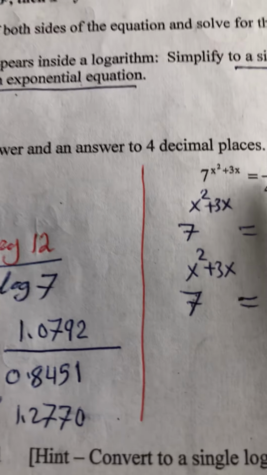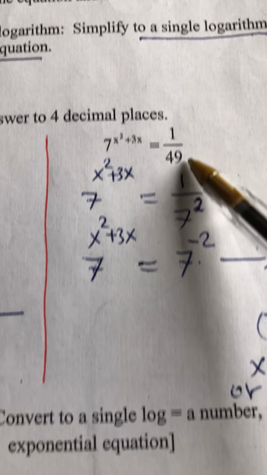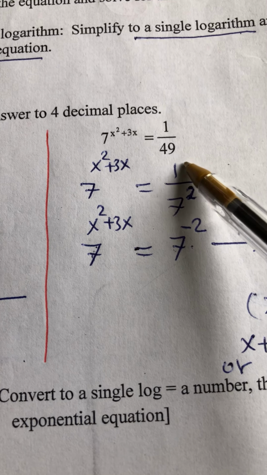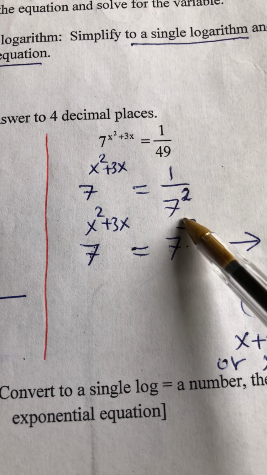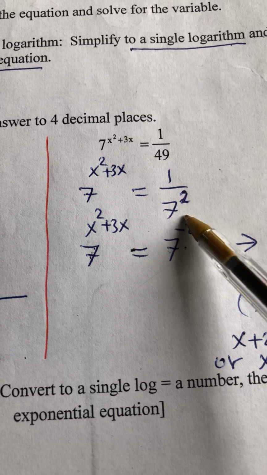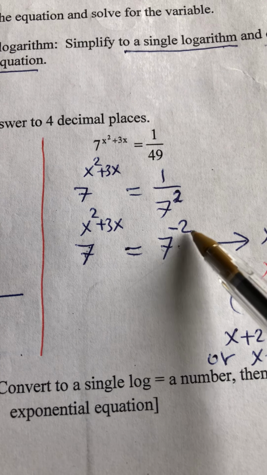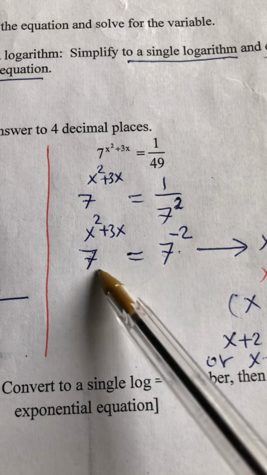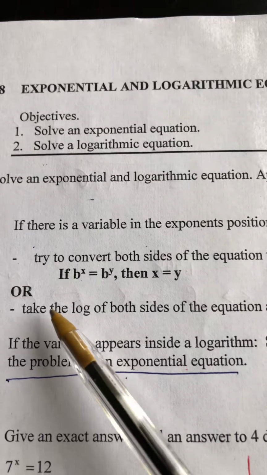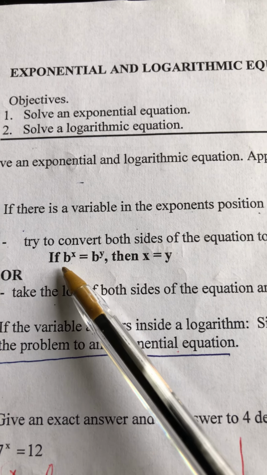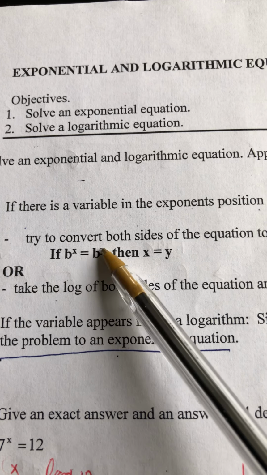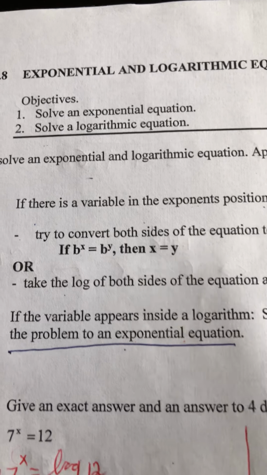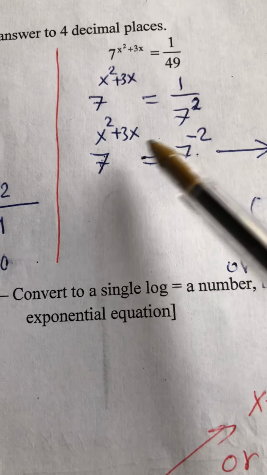So now try to make the same base. Now 1 over 49, we can rewrite as 1 over 7 squared. 1 over 7 squared equals 7 to the negative 2. So now we have the same base. Now use this fact: if b to the power x equals b to the power y, then x equals y. So here the base is the same.